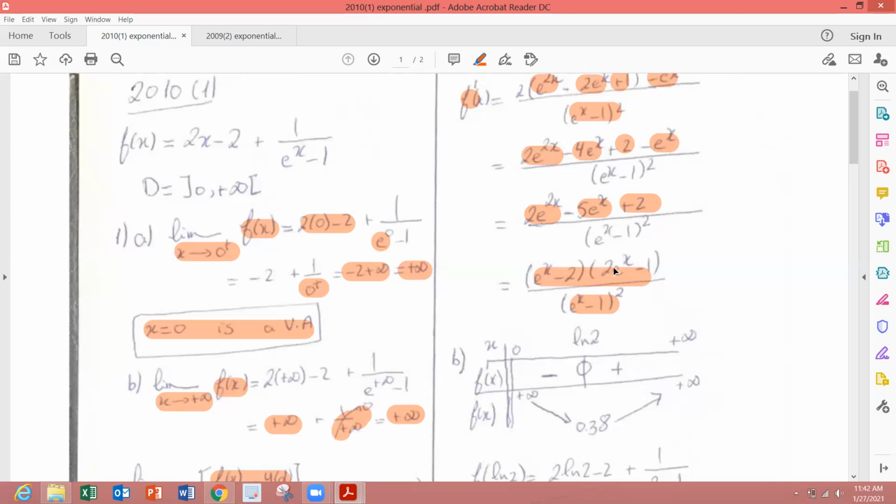e to the x times 2e to the x is 2e^(2x). Then e to the x minus 1 minus e to the x. Minus 2 times 2e^x is minus 4e^x, so it becomes minus 5. Minus 2 times minus 1 is plus 2. Thomas, it is done, or is there still a problem with this? No.